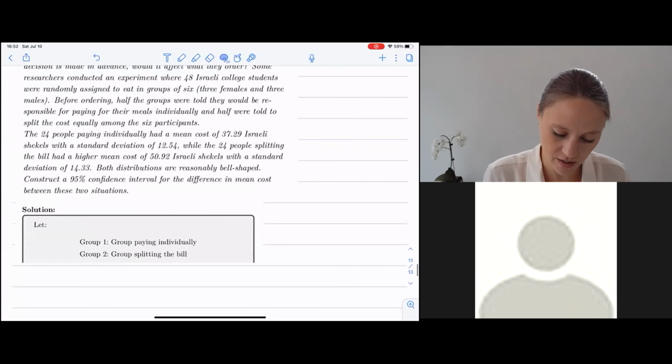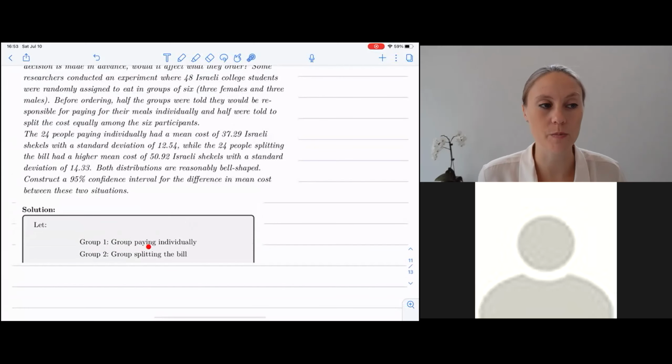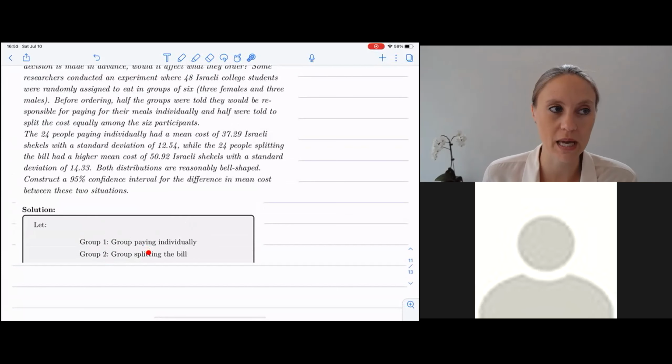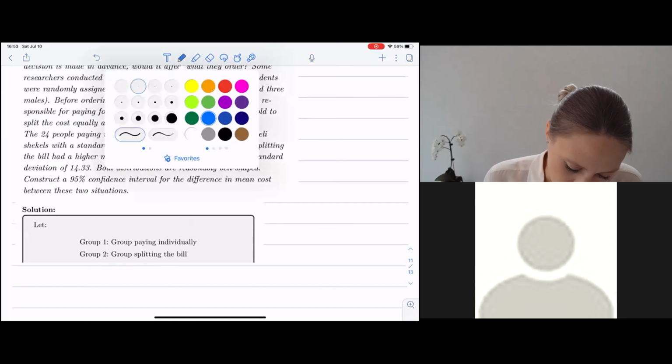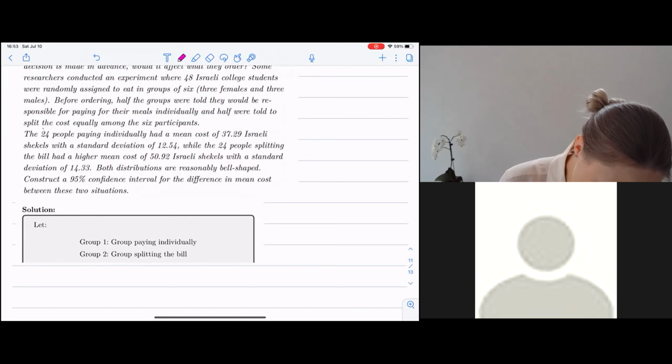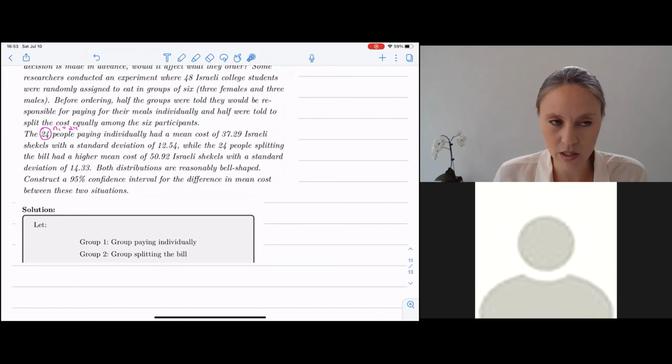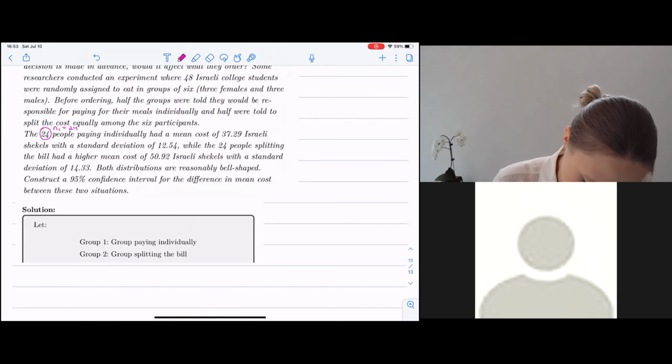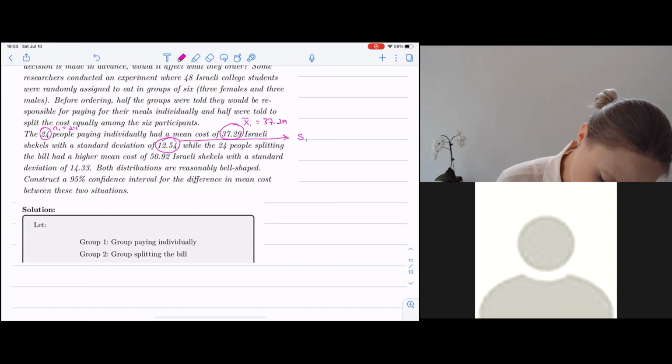Okay. So I'm going to start by just defining my groups. I'm going to let group 1 be the group paying individually, and I'm going to extract the information that we're given here. So the 24 people paying individually, my N1 is 24. They had a mean cost of 37.29, so my X1 bar is 37.29 with a standard deviation of 12.54. So my S1 is 12.54.